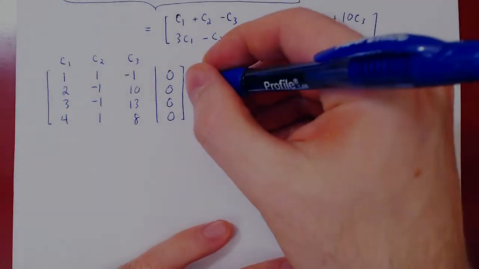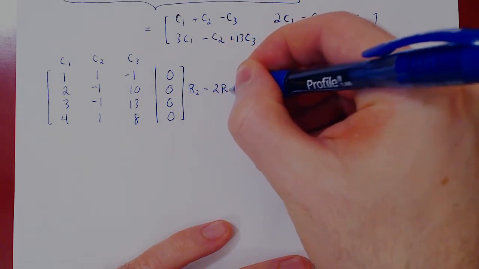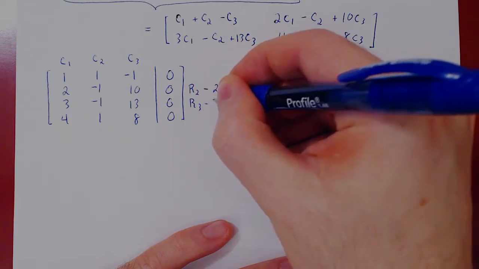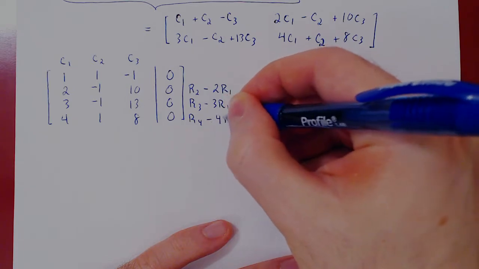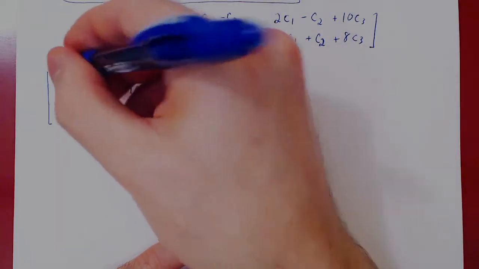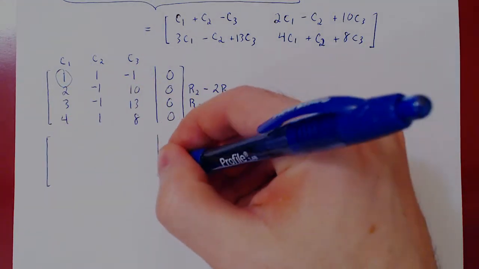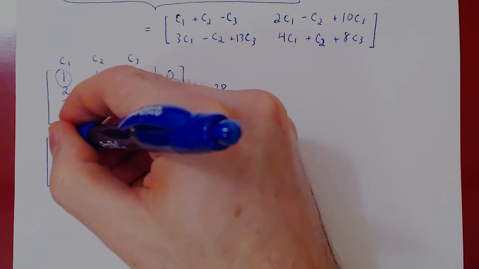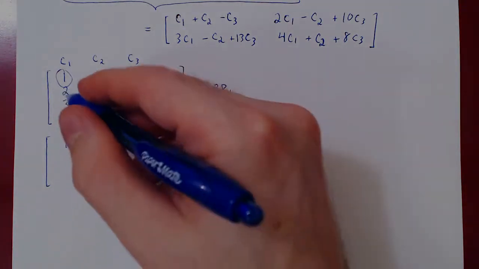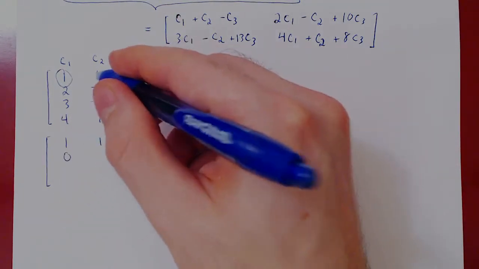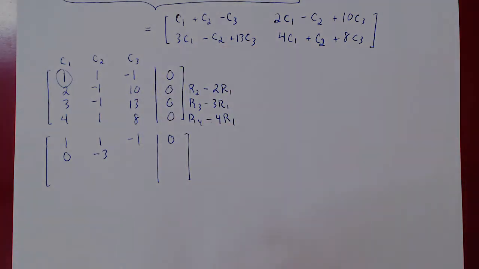So we can do row 2 minus 2 row 1, row 3 minus 3 row 1, and row 4 minus 4 row 1, as we already had a leading 1 in the top row. We copy the first row as we're not changing it. So 2 minus 2 is 0. Negative 1, negative 2, negative 3. 10, negative 2 times negative 1 is plus 2, so 12.